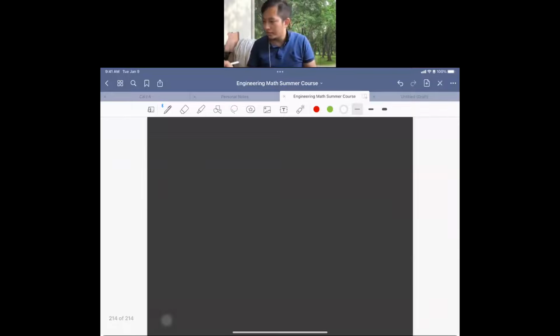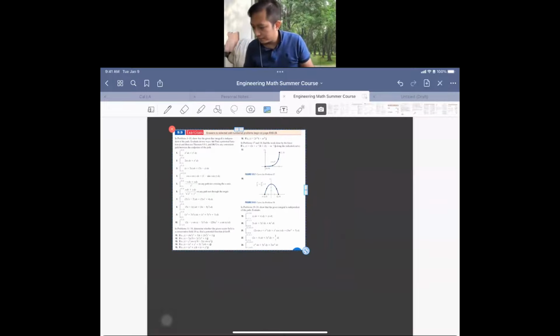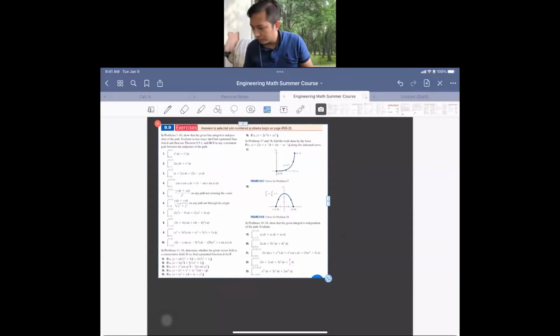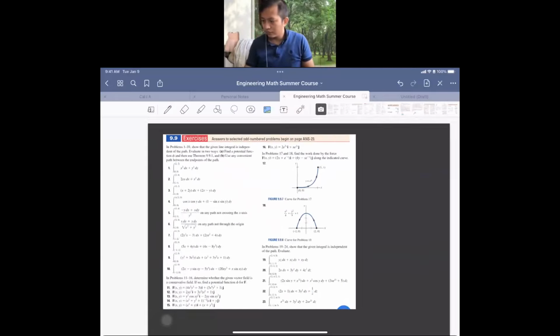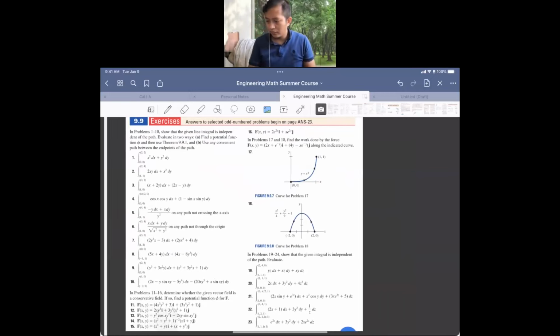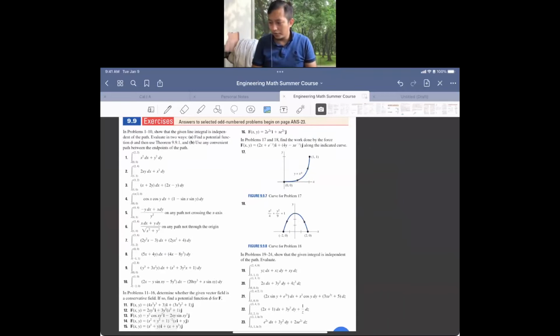The next part will be the independence of path, chapter 9. So let me look for the questions first. Do we have that? Okay, we have. I think we could start with one question from 1 to 10, one question from 11 to 16, and one question from 19 to 23. I think we start from here.